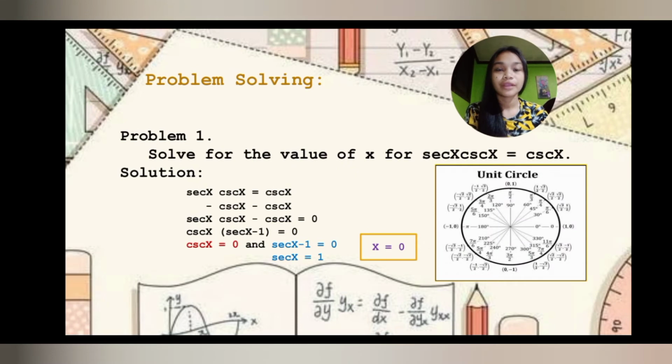Now let's have some examples. We have problem 1. Solve for the value of x for secant x times cosecant x equals secant x. So we have the solution. Secant x times cosecant x equals secant x.